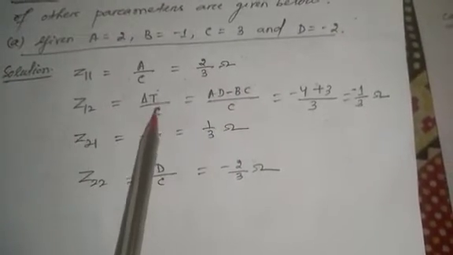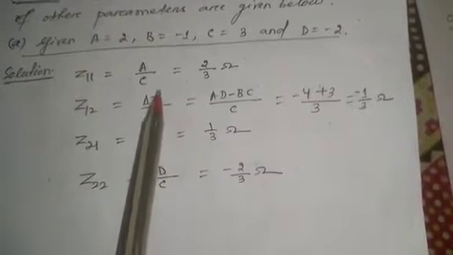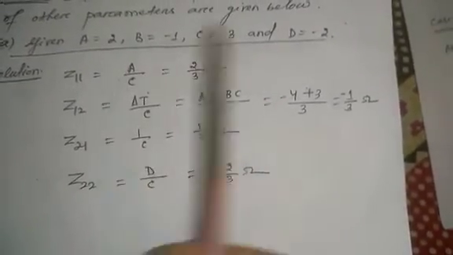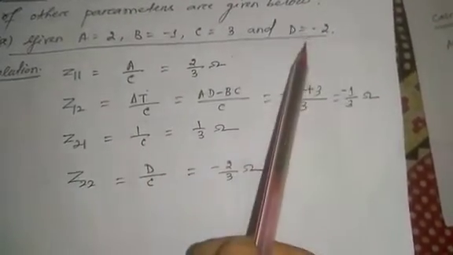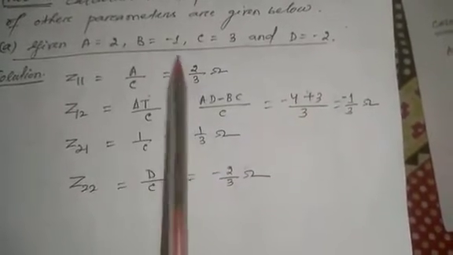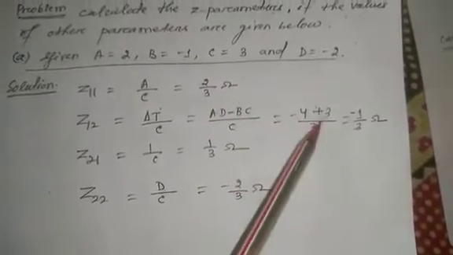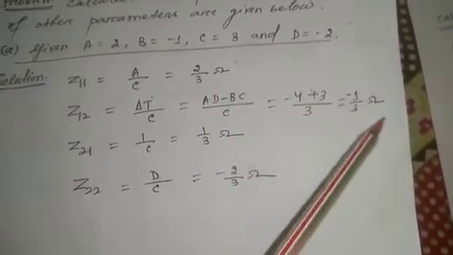Similarly, z12 is equal to delta T by C. Delta T is the determinant of the transmission matrix, or T matrix, that is AD minus BC, divided by C. A into D, A is 2, D is -2, so 2 into -2 is -4, minus B into C. B is -1, C is 3, so minus of -3 is +3, which gives -1 by 3 ohm.